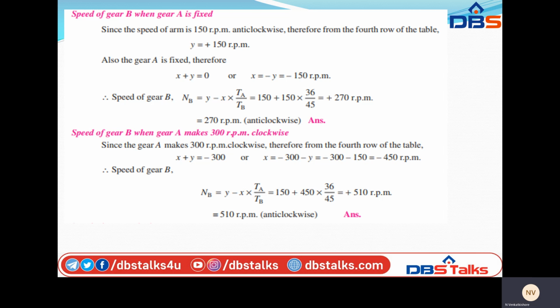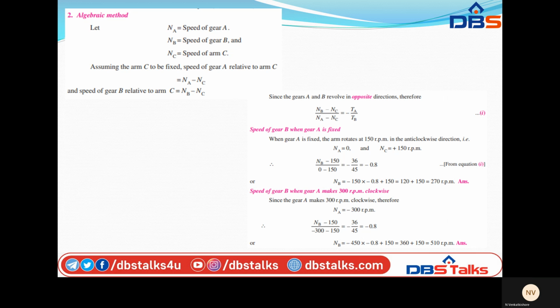Okay, then coming to the second method: the algebraic method. In the algebraic method, we have to remember the formula, that is NB minus NC over NA minus NC is equal to TA by TB. That is the formula we already noted. So substitute all the values.